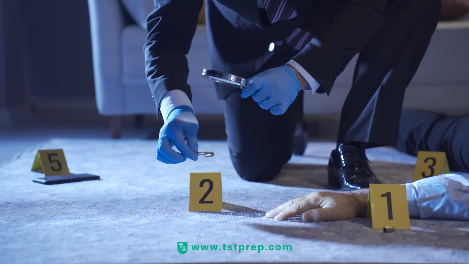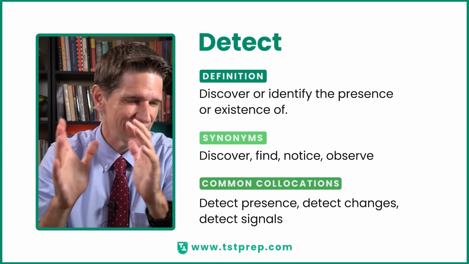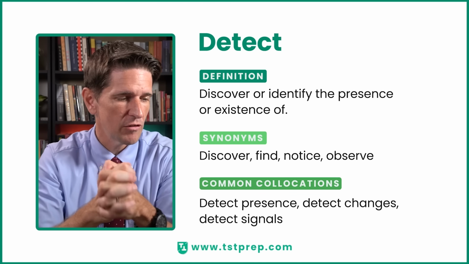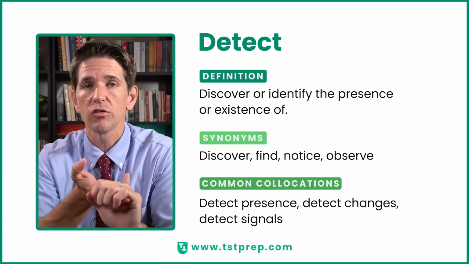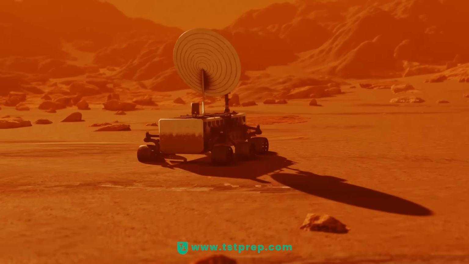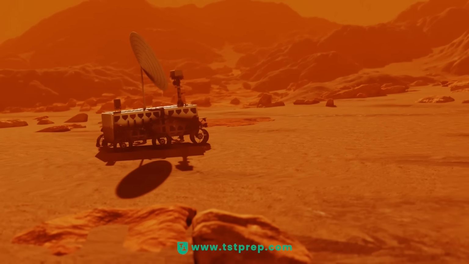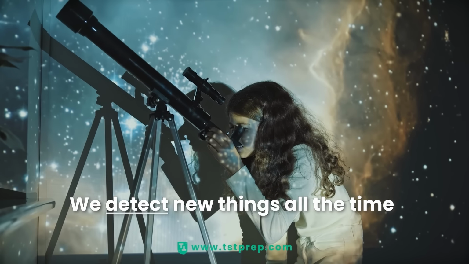So that is detect, and I always think of a detective. So they are looking for clues. They are trying to discover clues. I guess discover is a good word. But anyway, so that is to find or notice or observe. And common collocations are detect the presence, detect changes, detect signals. In academic vocabulary, we'll hear this a lot in science and in astronomy, in detecting things in the universe. You find something, discover something new. Always finding new things when looking in the stars. We detect new things all the time.